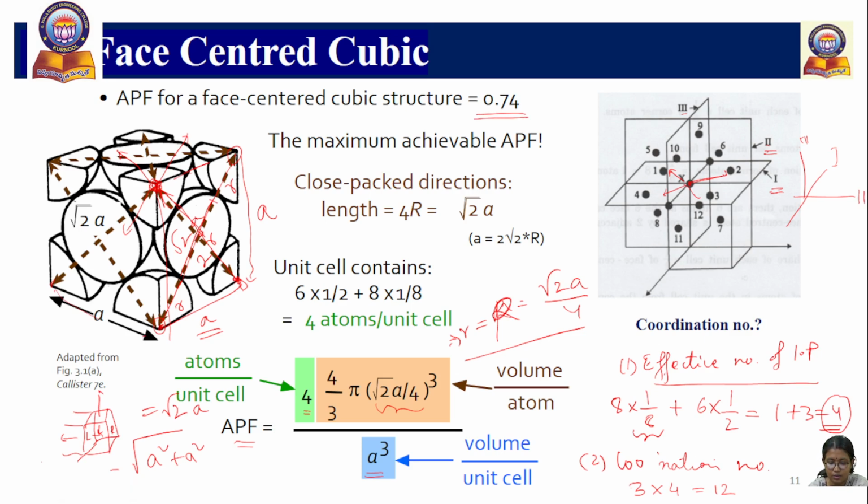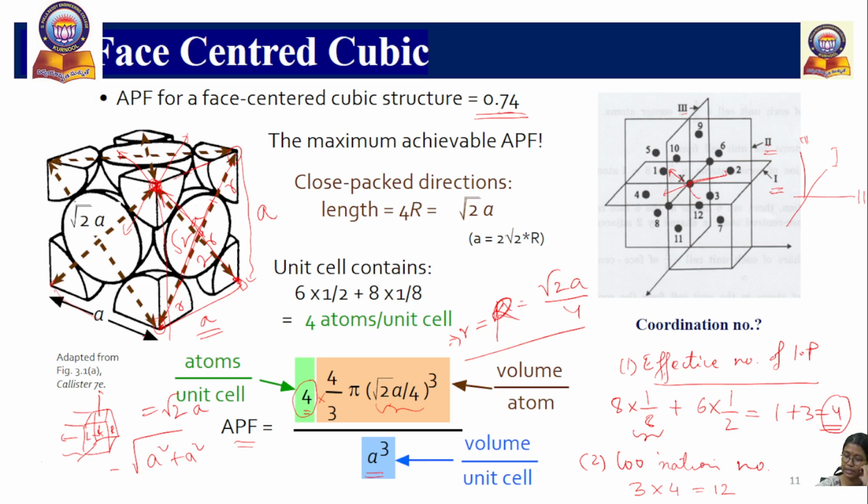So we should not forget the 4 here. In simple cubic, it was 1 because the effective number of lattice points was only 1. In face-centered cubic, the effective number of lattice points is 4. So we are multiplying 4 with 4 by 3 pi r cube. What is the volume of one sphere? What is the volume of 4 spheres? Volume of one sphere multiplied by 4, divided by a cube. So instead of r, we are writing root 2a by 4. So now we are done with this one.